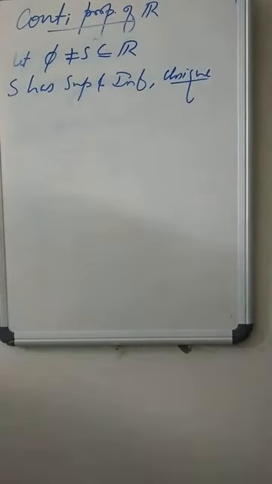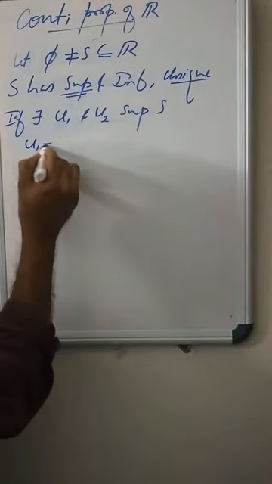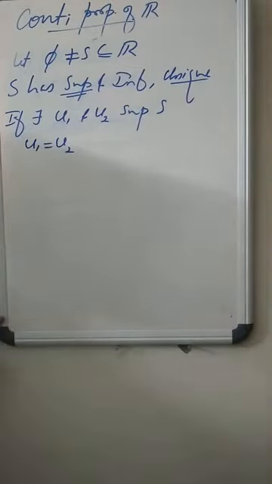The technique is in this way. If possible, there exist two suprema. First we consider the supremum. If there exist two suprema of S, let U1 and U2 be the suprema of S. Then to prove uniqueness, we have to show that U1 equals U2. By the trichotomy property, either U1 equals U2, or U1 is greater than U2, or U1 is less than U2.